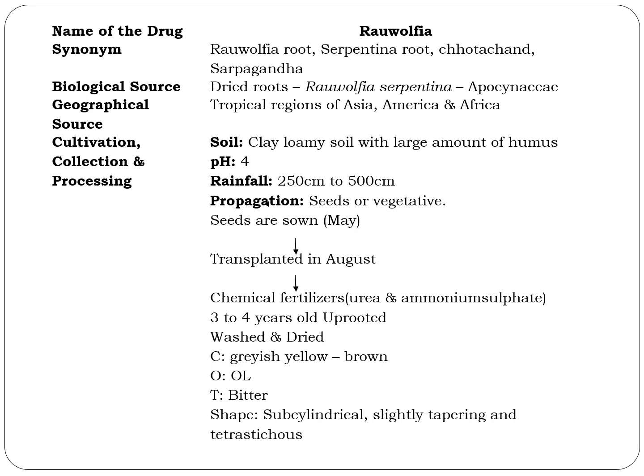The uprooting is done by loosening the soil surrounding the root portion, and then it is plucked out without damaging the root. The roots are washed and dried. After drying, the root color becomes grayish yellow to brown. It is odorless and the taste is bitter. It is subcylindrical in shape, slightly tapering and tortuous.